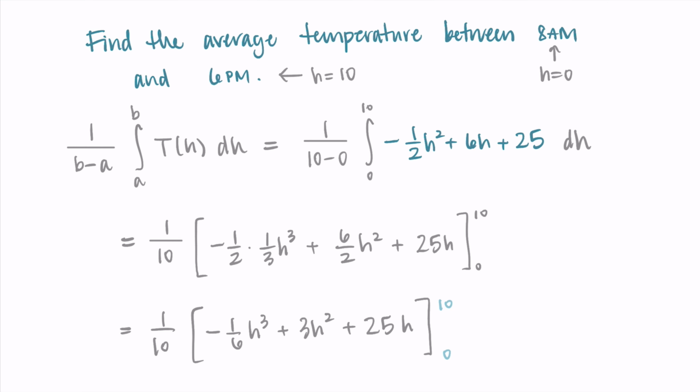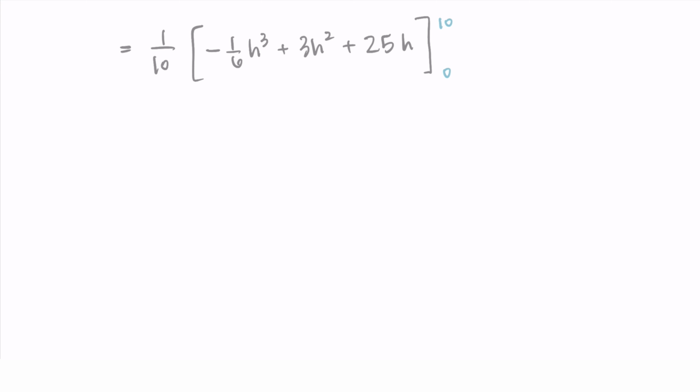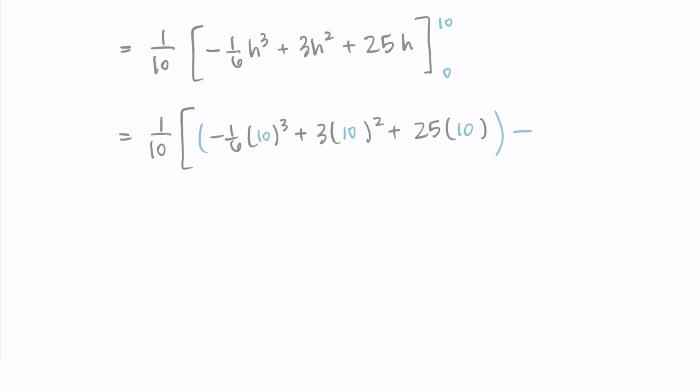I'm noticing that when I plug in the bounds, I substitute them in using the fundamental theorem of calculus, and the 0, when I substitute it in, is just going to be all zeros. So it's 0 cubed, 0 squared, and 0. That's nice, that part's going to go away, but I do need to substitute in the 10 first. So I have 1/10 times -1/6 times 10 cubed plus 3 times 10 squared plus 25 times 10. And then, like I mentioned, we'll subtract off what we get when we substitute in 0, but that's just 0. Now I just need to simplify.